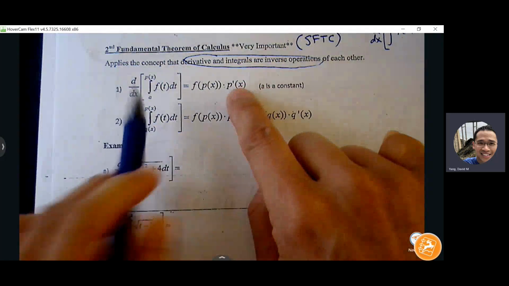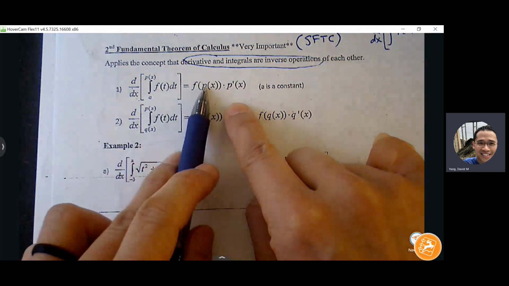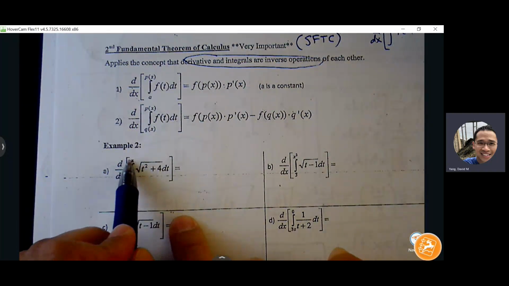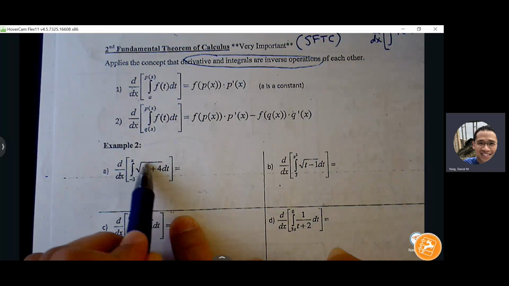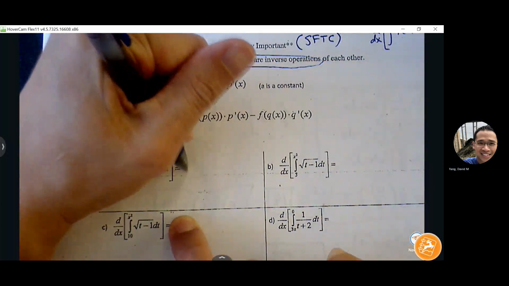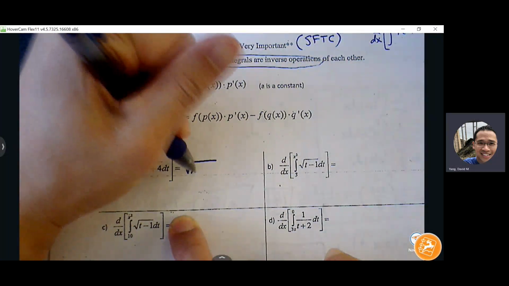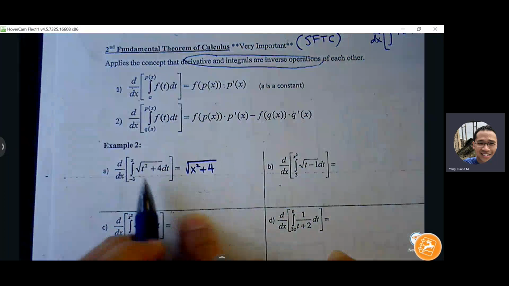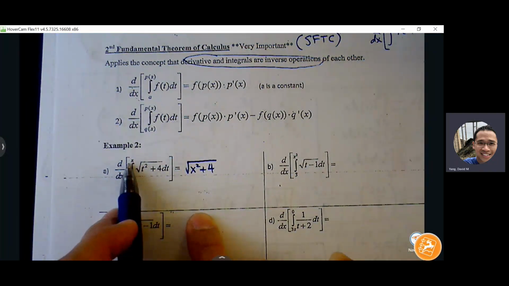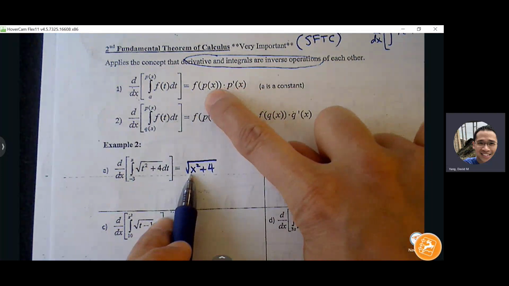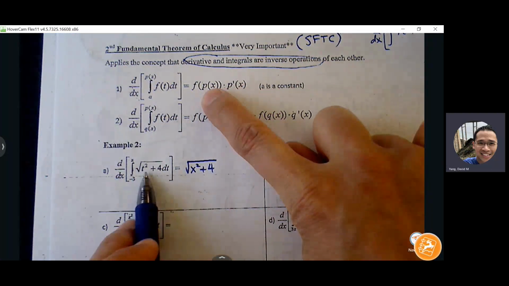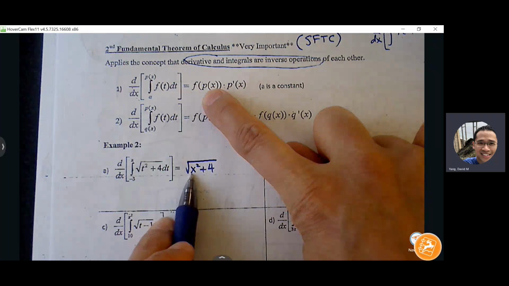Okay, however, the upper bound is going to get inserted into the function. So if I were to insert that x into the expression, what would that look like? Square root of what? Yep, x squared plus 4. All I'm doing is replacing this t variable with this upper bound variable. Okay, so I took care of this f of p of x.